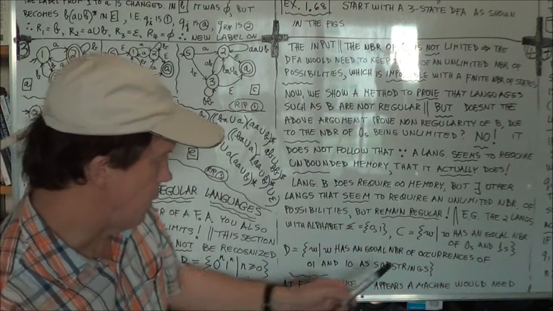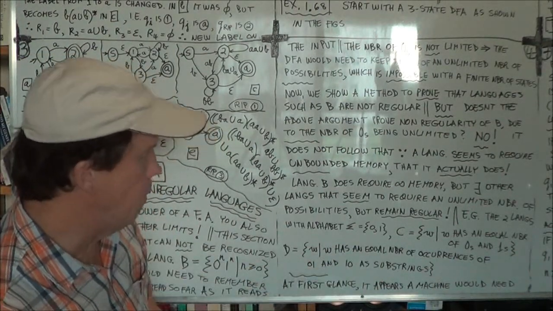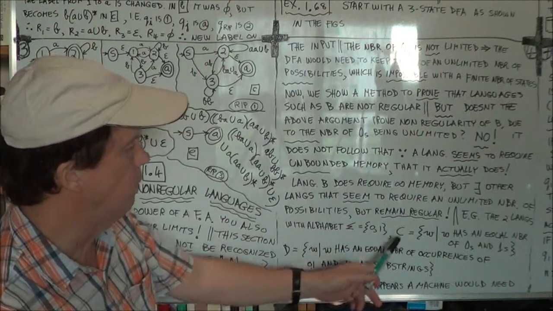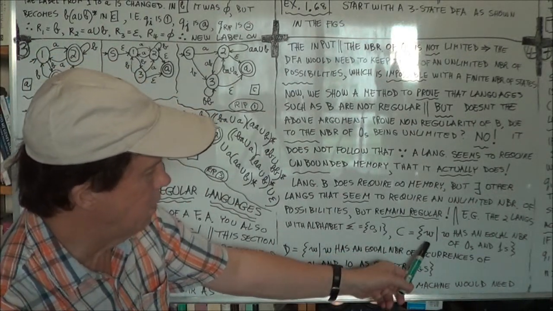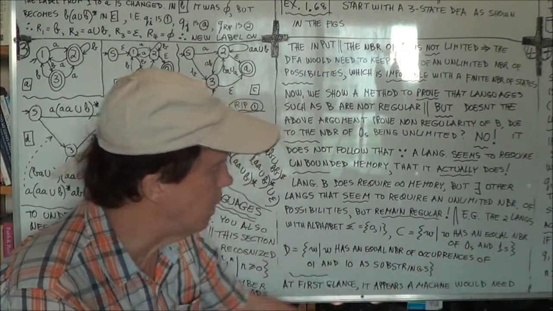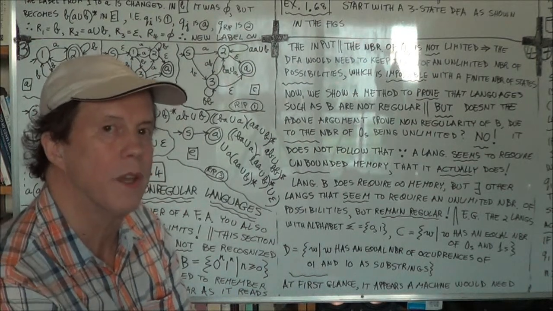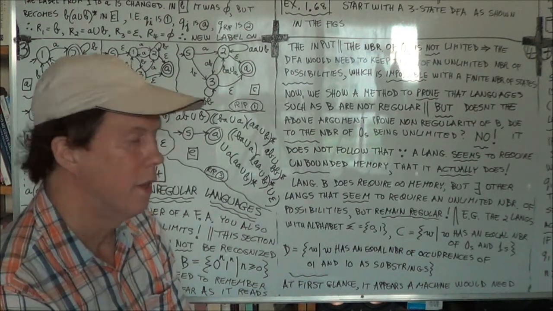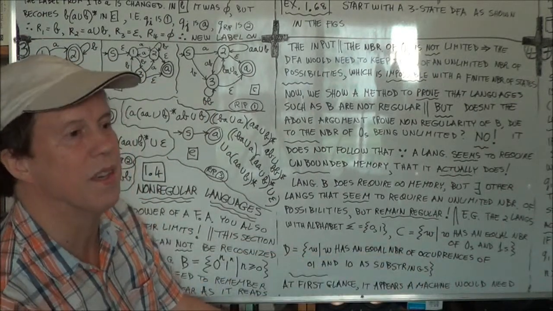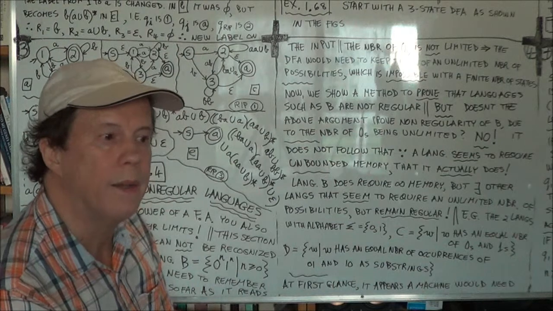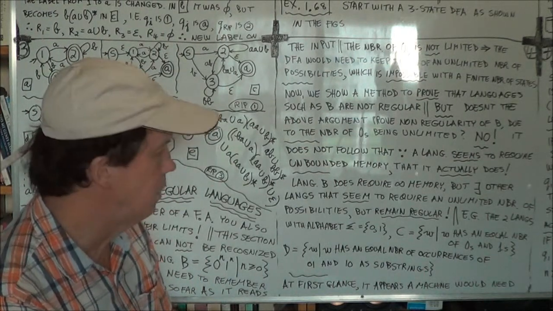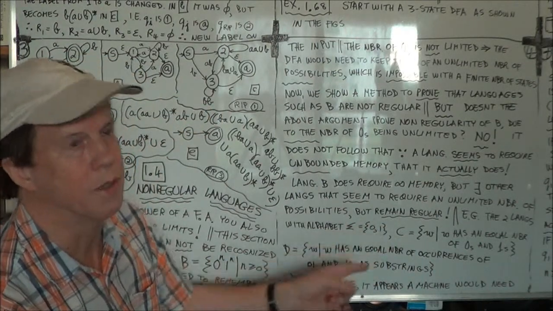Alright, so two languages. Language C and language D. Now, the alphabet is just the binary alphabet, 0 and 1, and C is the language of strings W where W has an equal number of zeros and ones. Each string has an equal number of zeros and ones in it. Okay, now before I ask you which one do you think is non-regular and which one is regular? Yeah, there's one of each.